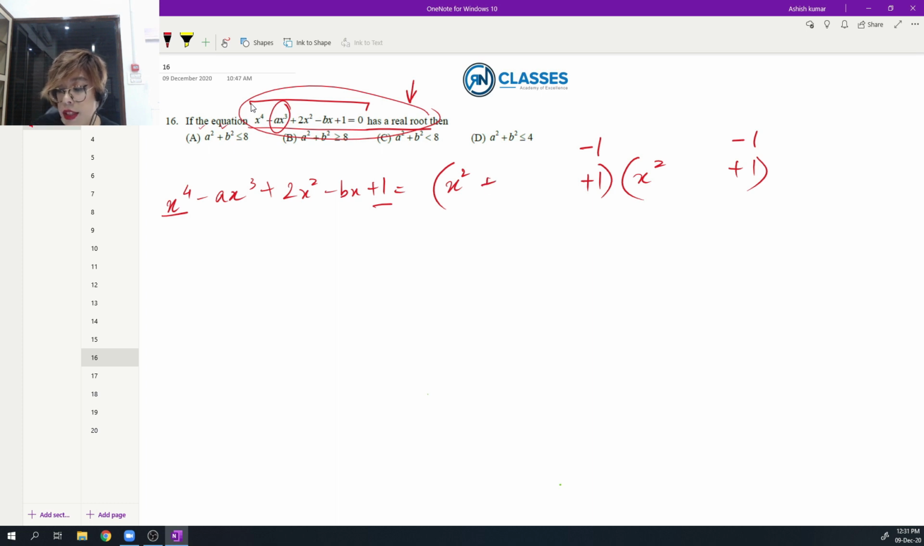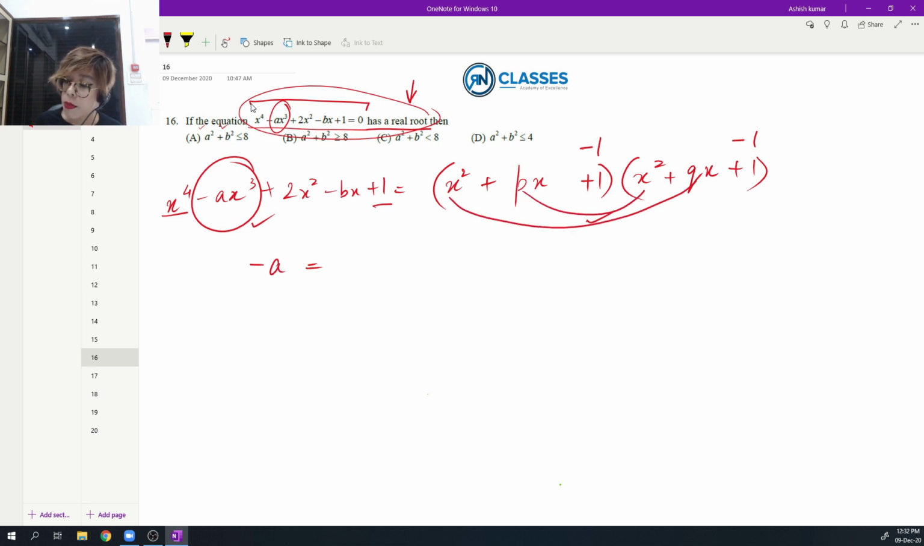Now I don't know what is the linear term. So let that linear term be px. Let that linear term be qx, right? Now two polynomials are equal. That means their corresponding coefficients are equal. All right. So let's take the coefficient of x cube. From here we get minus a. Now where will x cube come from here? From here q and from here p. So p plus q. Right?